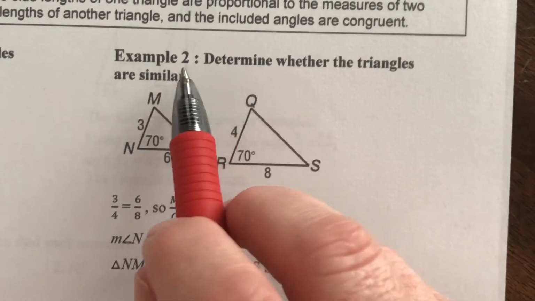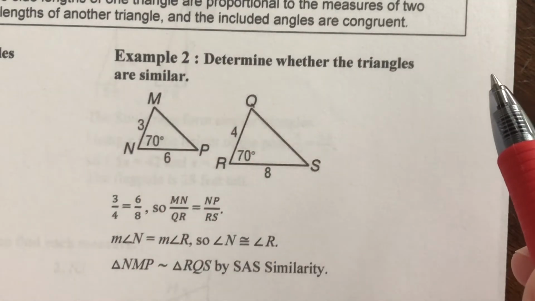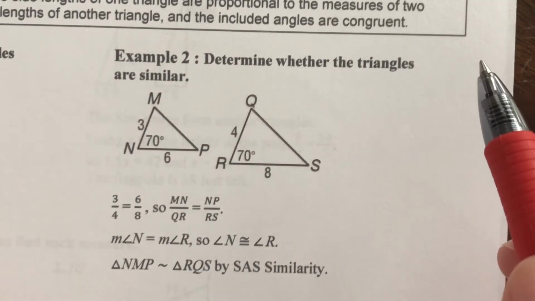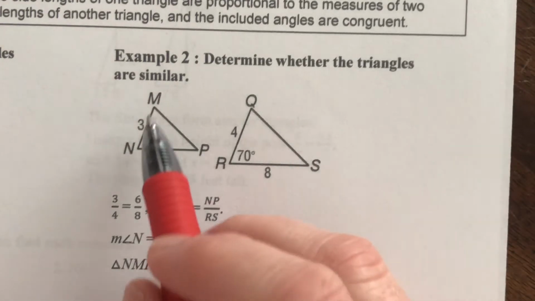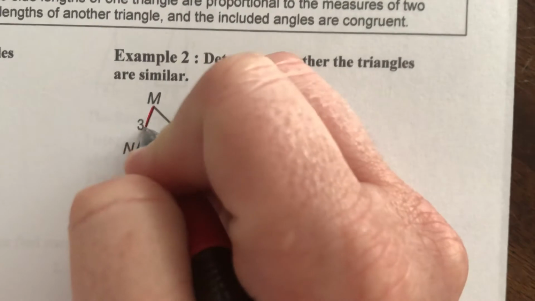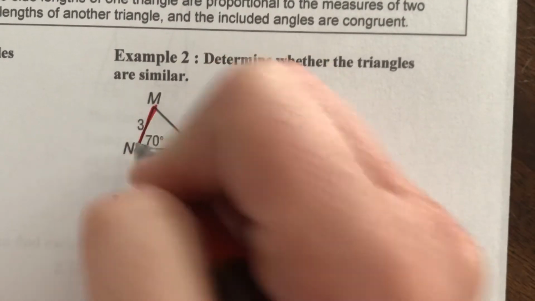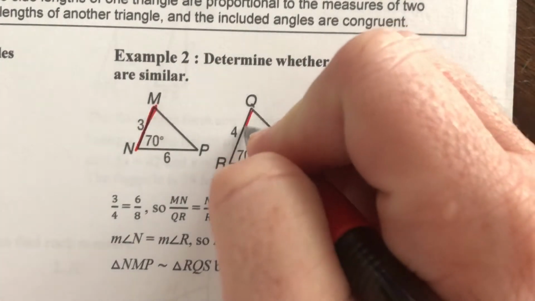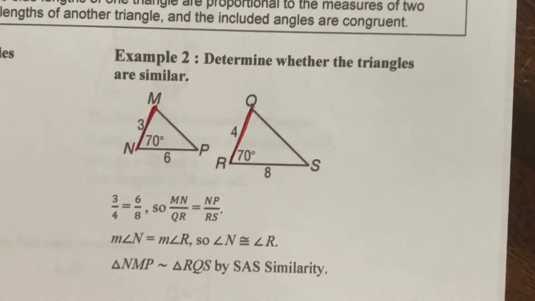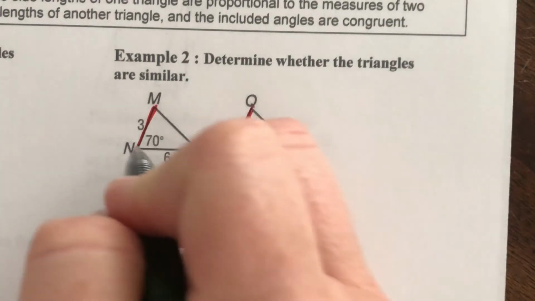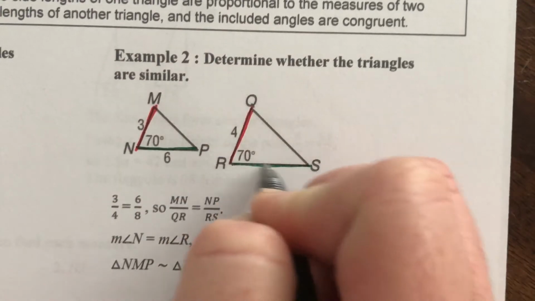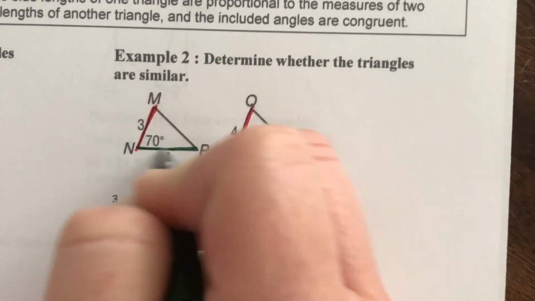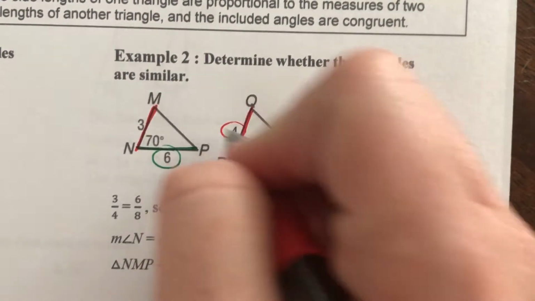Okay, second example, determine whether the triangles are similar, right? They can be different sizes, but they have to be proportionate. They have to be the same shape. So for this first triangle, I'm comparing this side to the second triangle, this side. And then I'm also comparing this bottom side to this bottom side. This guy, this guy, this guy, this guy.